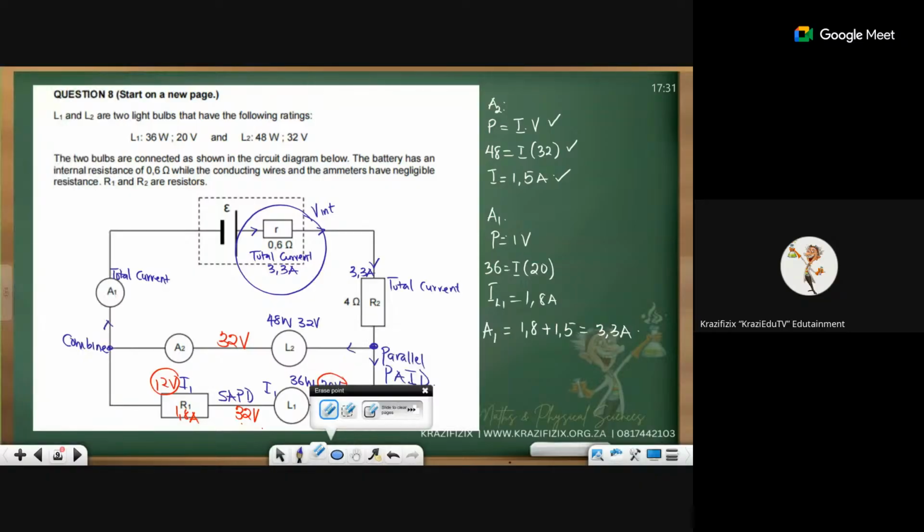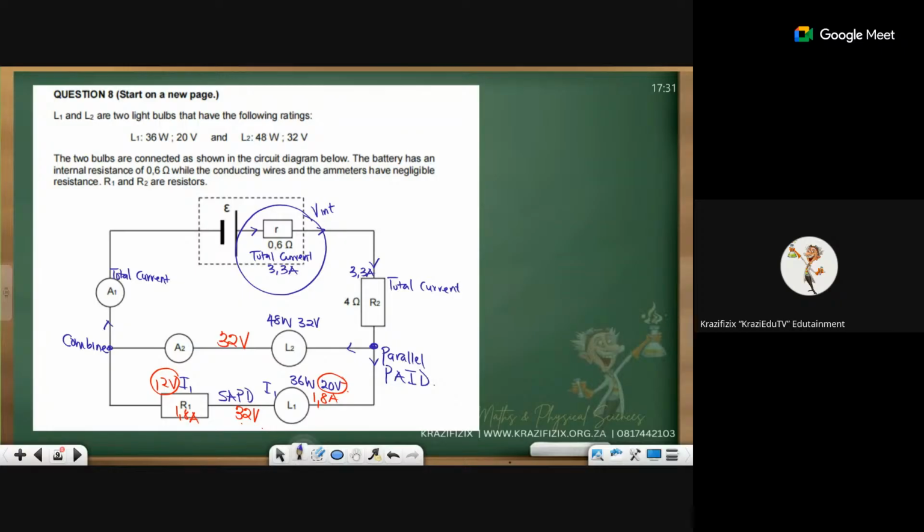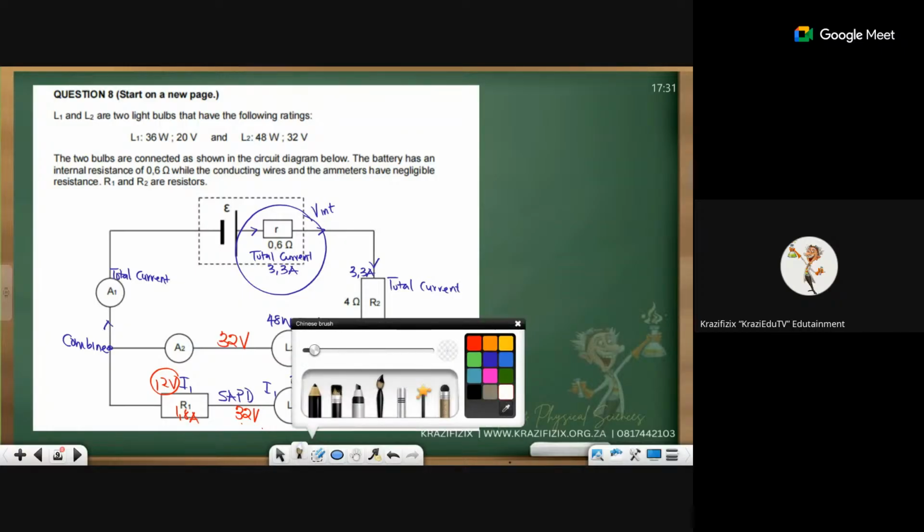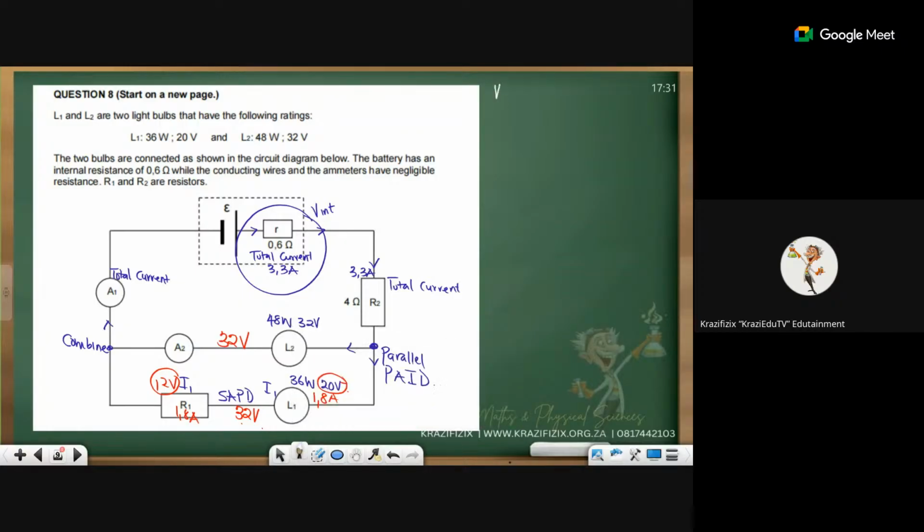So it's about careful analysis. Now, what is the voltage in R2? Voltage in R2. We know it's equal to what? I times what? R. What is my current? 3,3 times 4. What do I have? 13. Oh, all right, beautiful. So the total external voltage would be what?